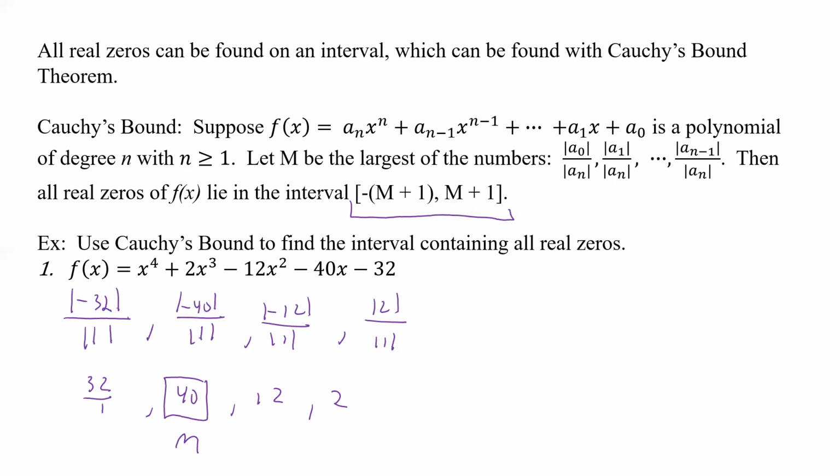Then the interval goes from negative m plus 1, so negative 41, up to 40 plus 1, which is 41. So our interval is between negative 41 and positive 41. Again, all we did is take each of these numbers divided by the highest one and take the absolute value of everything, so there are no negatives. The largest one is m, and our interval is just from minus the quantity m plus 1, comma m plus 1, with brackets on both ends. That is our interval.